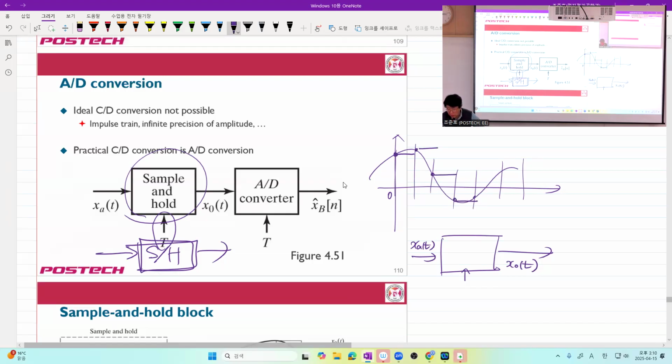That is the ideal sample and hold circuit or system. Of course, the circuit guys try to approximate this one. I don't know how, but anyway.